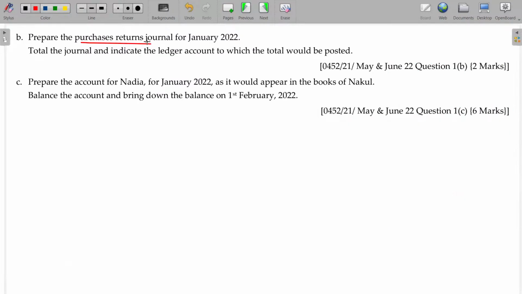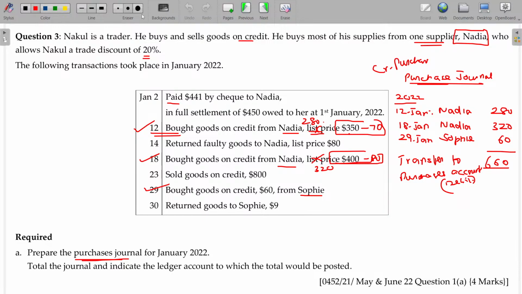Prepare purchases returns journal also. So I am going to prepare the purchase return journal here. Purchase return, also credit purchase return, if any, will be posted here. Purchase return journal.